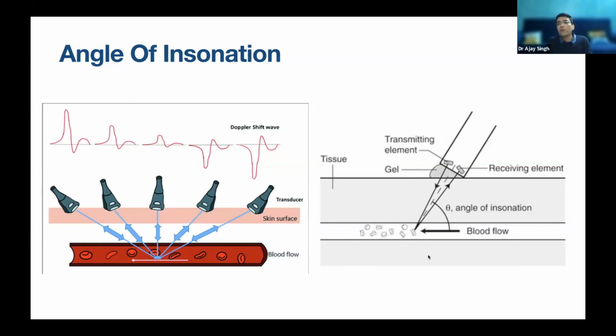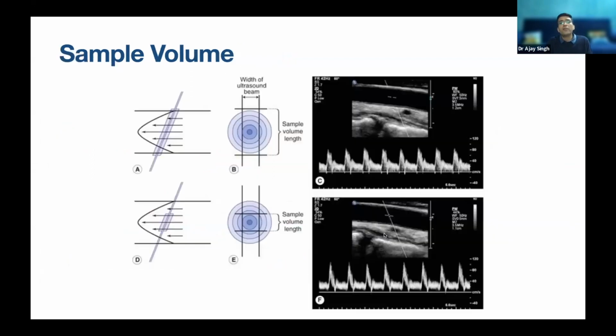But we'll have to be careful, because in case of veins, even a little bit of pressure will actually compress the veins and change the shape of the veins, its diameter, and that will change all the readings. So next we'll need to understand about the sample volume.